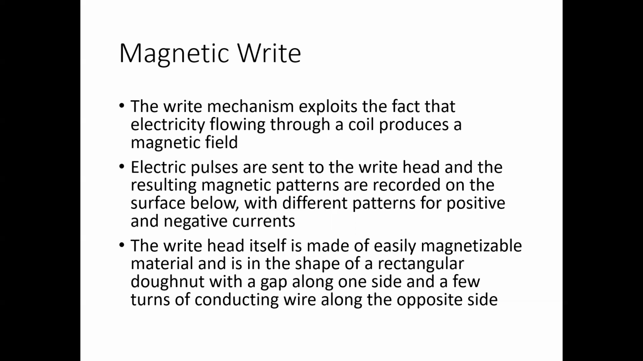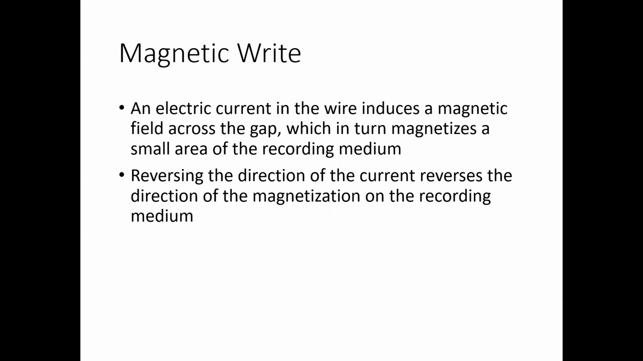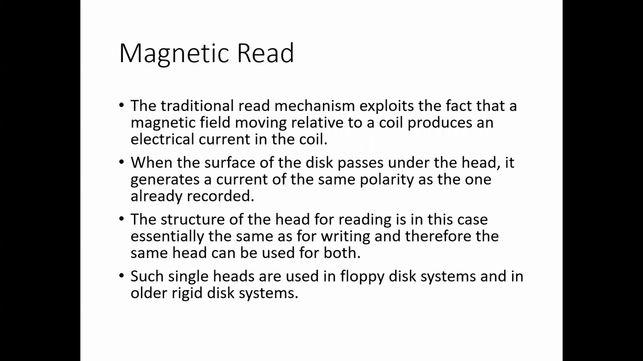The write head itself is made of easily magnetizable material, and it's in the shape of a rectangular donut with a gap along one side and a few turns of conducting wire along the opposite side. So it looks a lot like that core memory that we talked about in the previous lecture. An electric current in the wire induces the magnetic field across the gap, which in turn magnetizes a small area of the recording medium. Reversing the direction of the current reverses the direction of the magnetization on the recording medium.